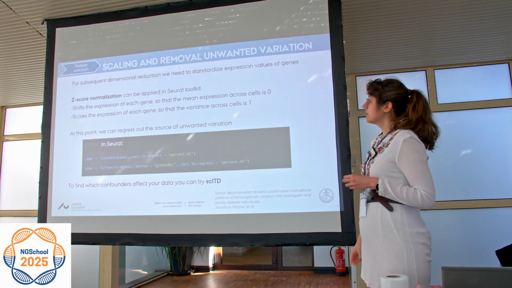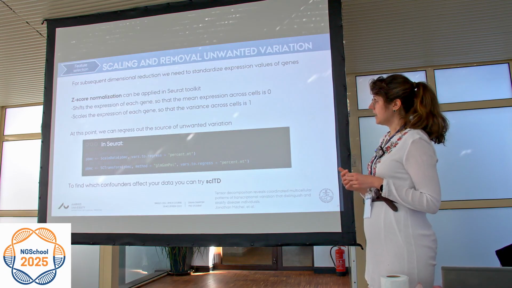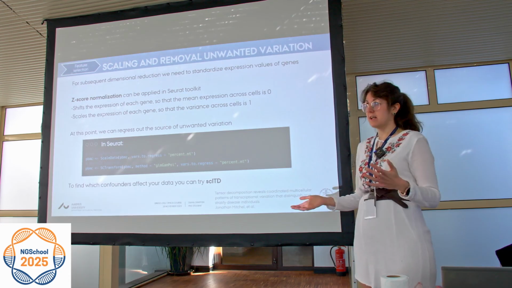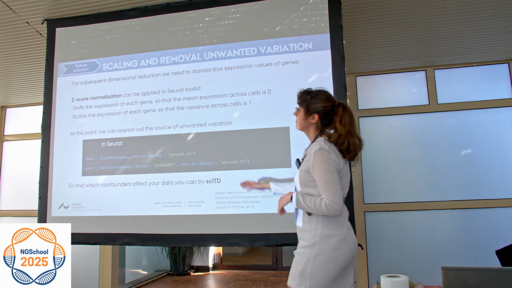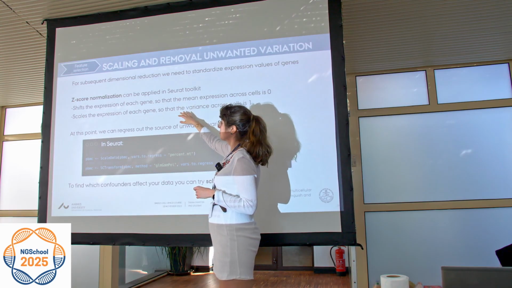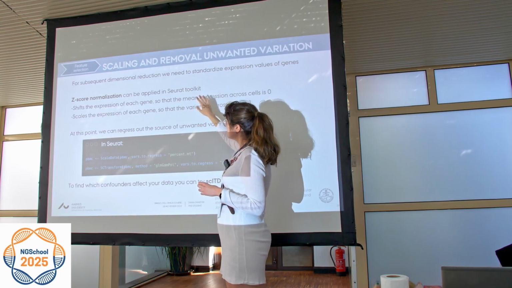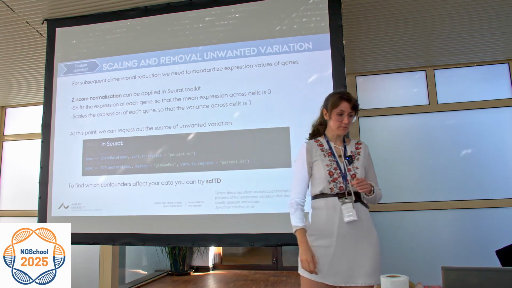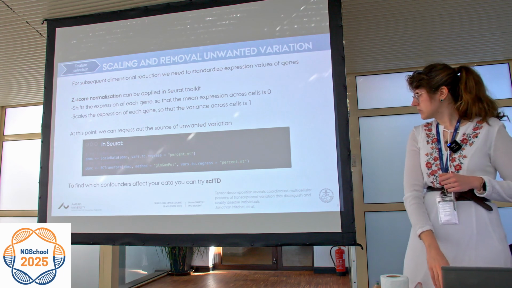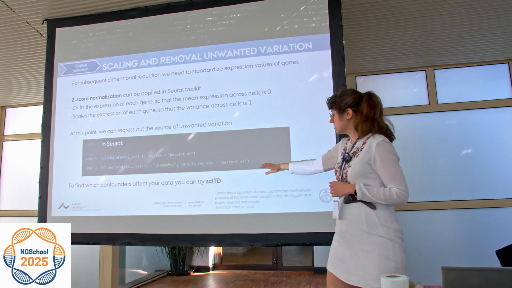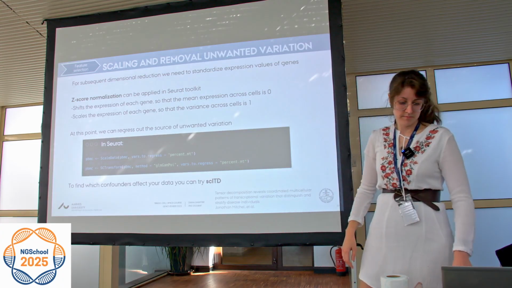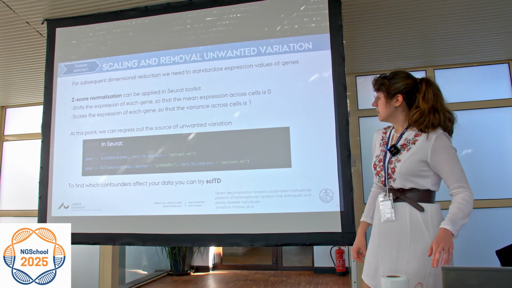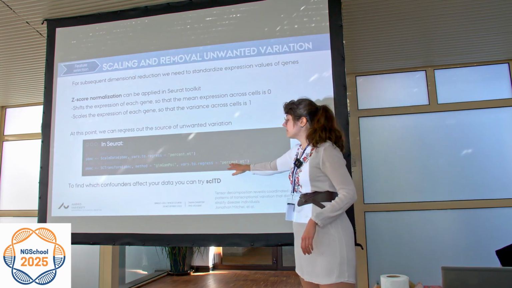Then the next step before we do PCA, which is a crucial step in the whole pipeline, is scaling. Scaling is another score normalization, and we do it so we stabilize mean and variance. And in Seurat we can also introduce features that we want to regress out. Sometimes it's helpful.